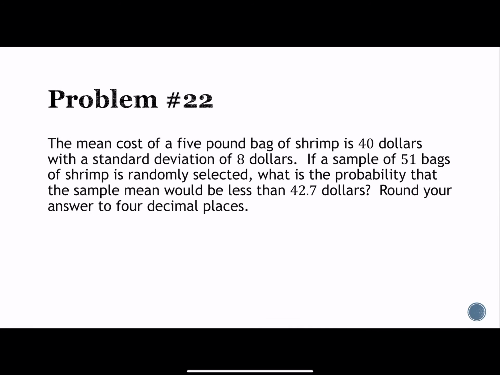Mean cost of a 5-pound bag of shrimp is $40, standard deviation of $8. If a sample of 51 bags of shrimp is randomly selected, what is the probability that the sample mean? This is Chapter 7. They tell us we've got a random sample of 51, and we're looking for the probability of the sample mean. Very clear.